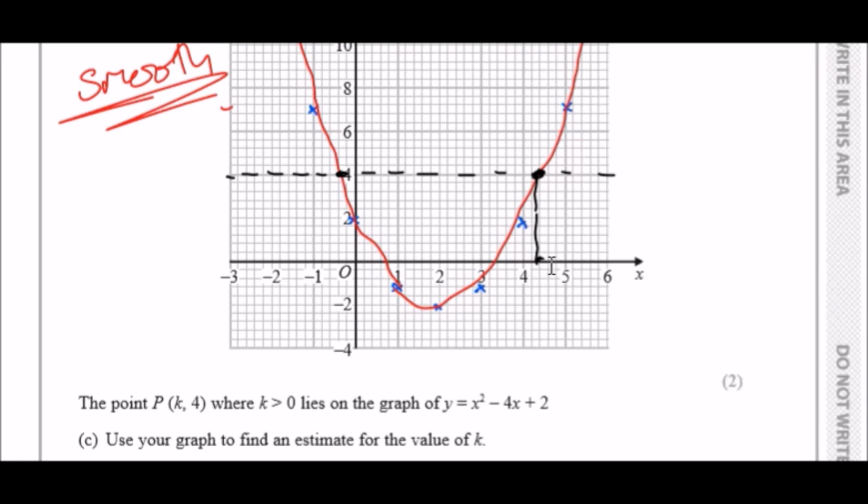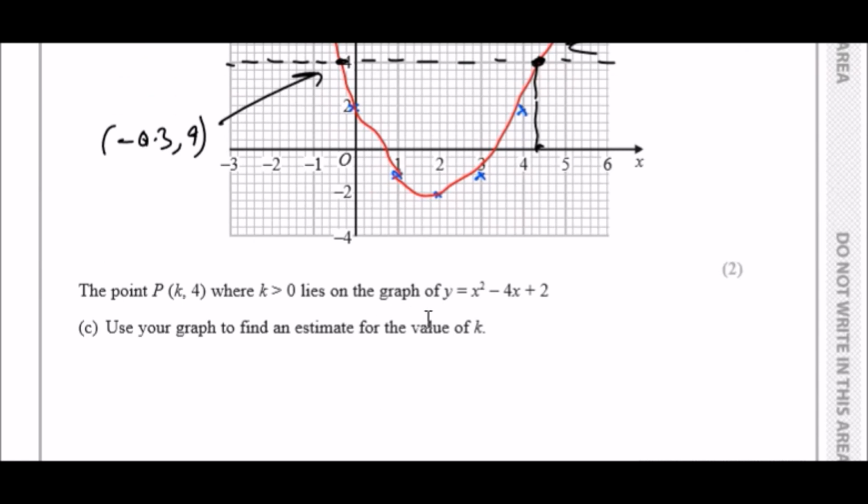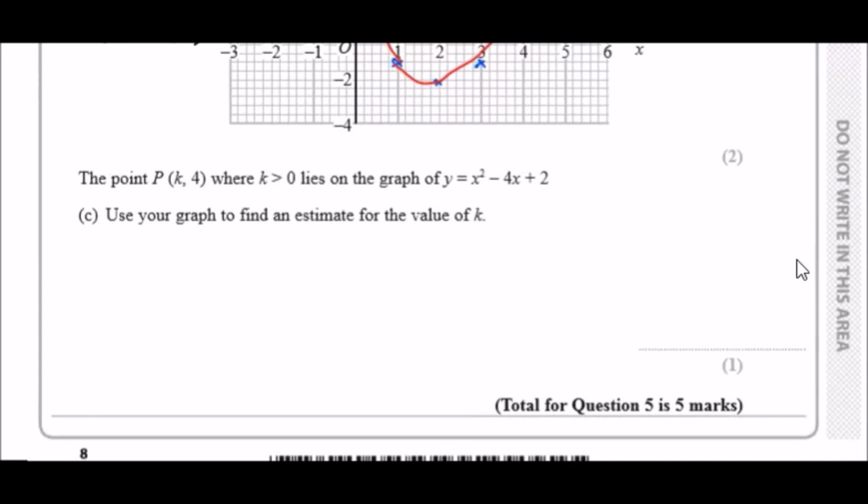It's going up in 0.2s, isn't it? This one's about, let's say, 4.3. X is 4.3, and over here that's about minus 0.3. X is minus 0.3, comma 4. So use the graph to find an estimate of k, and we know that k is positive, so it's not going to be the negative value. It's obviously going to be the positive 4.3. So I think the answer is 4.3.